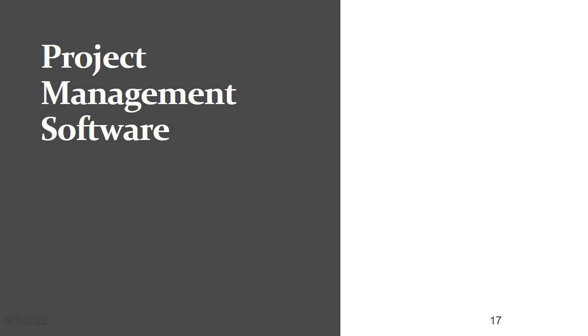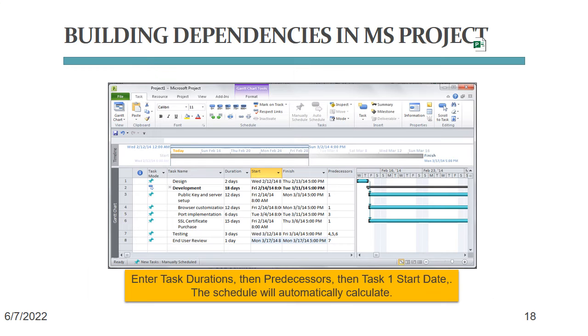So now that you know how to build a network diagram by hand, let's see how professional project management software handles this. Here is a sample schedule in Microsoft Project. If you're looking at your open work breakdown structure in any kind of application, it will look very similar.